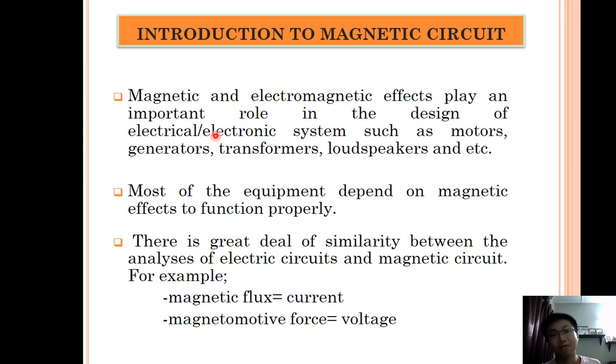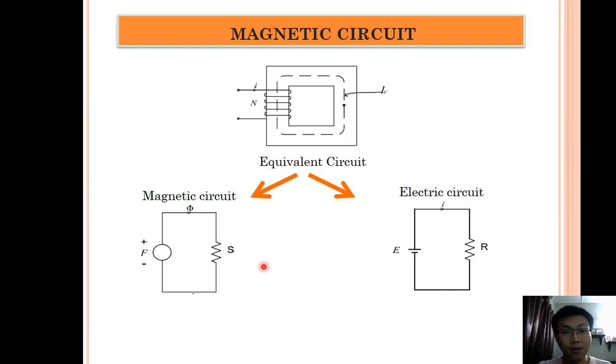There is a great deal of similarity between the analysis of an electric circuit and a magnetic circuit. For example, magnetic flux is analogous, analogous means equivalent, to the current. Magnetomotive force is equivalent to the voltage. And then, magnetic circuit.